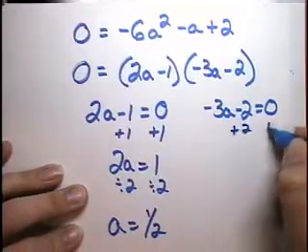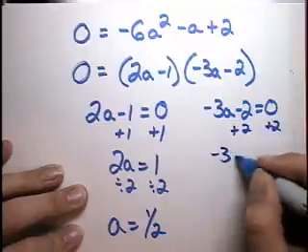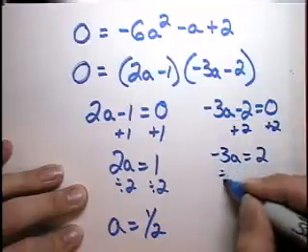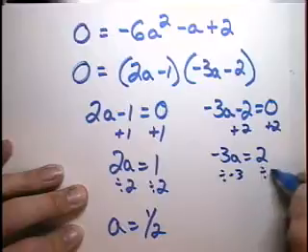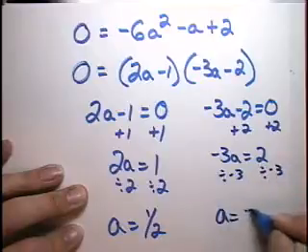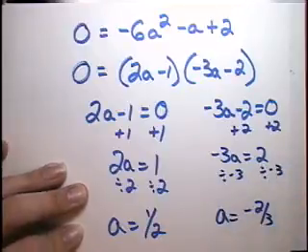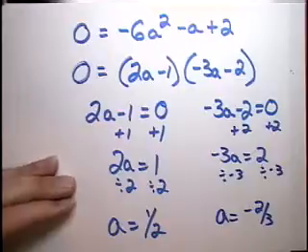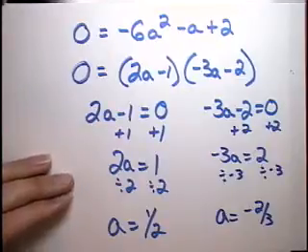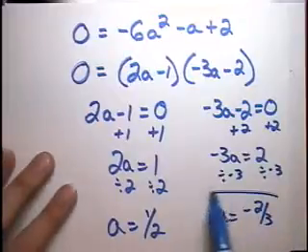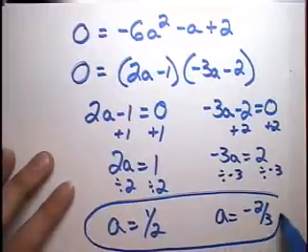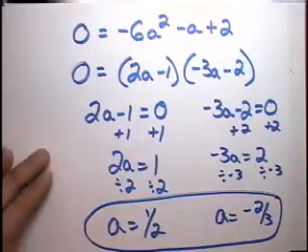Solving this other equation, let's add 2 to both sides. So negative 3a equals 2. Divide by that negative 3. And a could be negative 2/3. I found two possible solutions to my equation. a could be 1/2, or a could be negative 2/3.